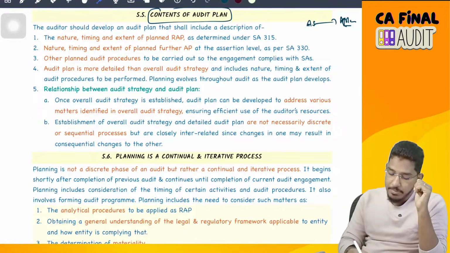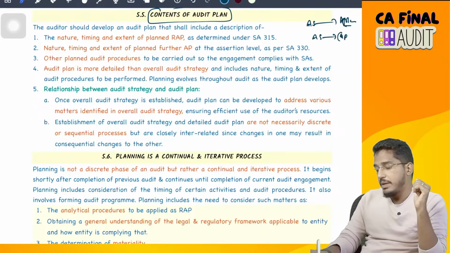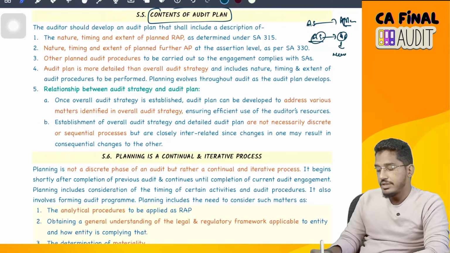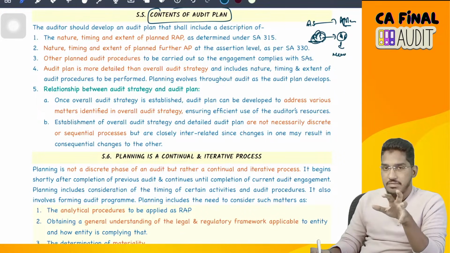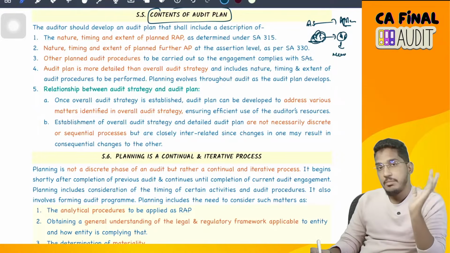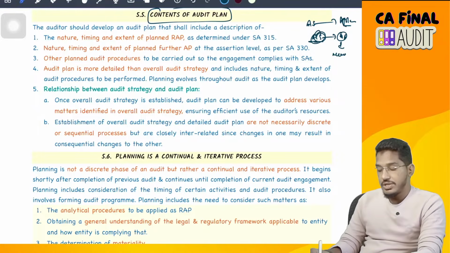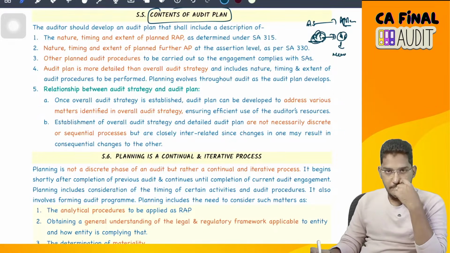And between audit plan and audit strategy, which one is more detailed? Between audit strategy and audit plan, which one is a more detailed document? Audit plan is a more detailed version than audit strategy. In the audit strategy, we just decide on the time and resources and overall scope and direction. But in the audit plan, we actually allocate the work among the different resources. So generally, audit plan is much more detailed than the audit strategy comparatively.